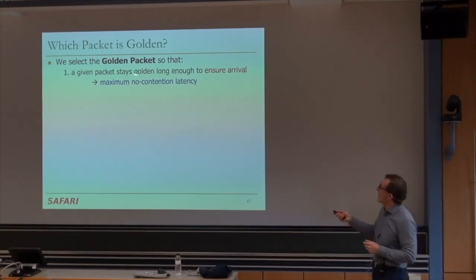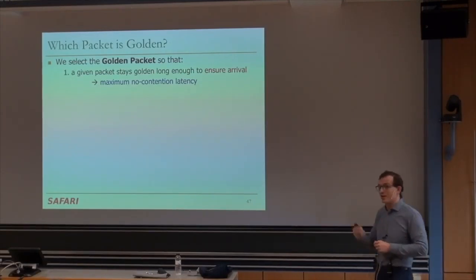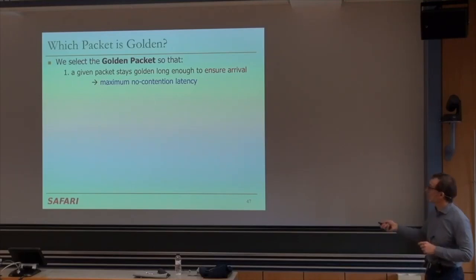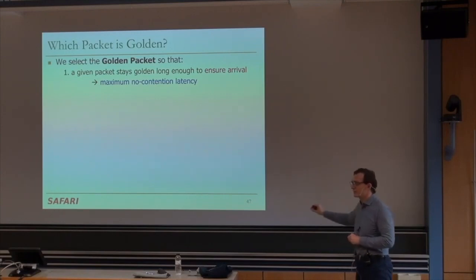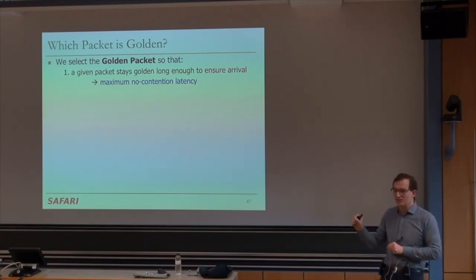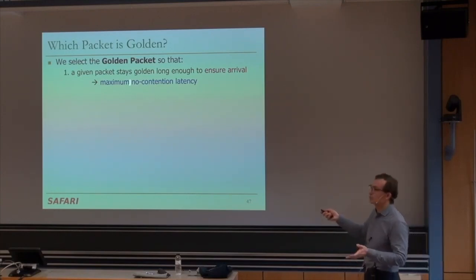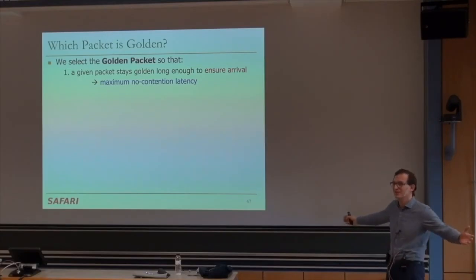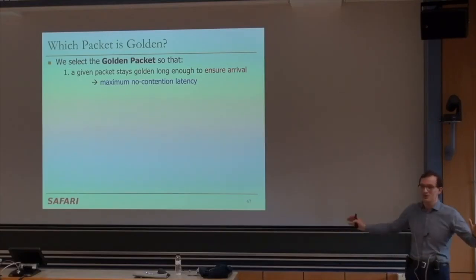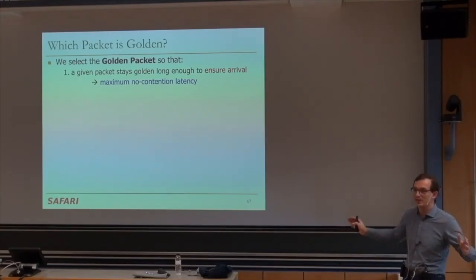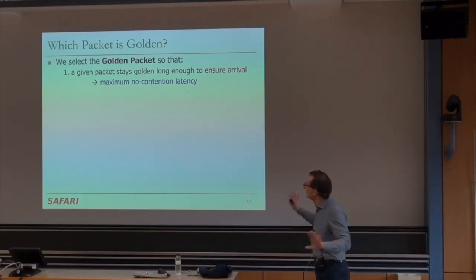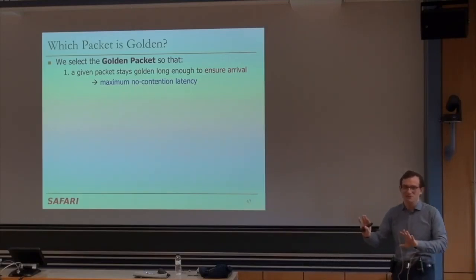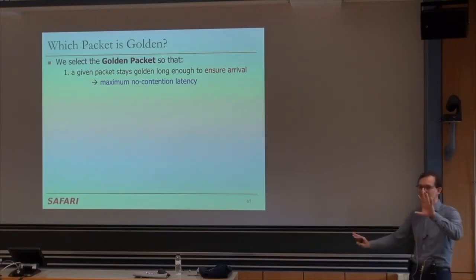Well, first of all, a given packet stays golden long enough to ensure arrival. That's the first thing. Meaning that assuming that you prioritize this flit in every single router, how long do you need to prioritize it for? And that's essentially the maximum no contention latency, right? So for that period, you need to keep a flit golden because you're guaranteeing in the routing logic that the golden flit is always going to be prioritized. That's good. And this is going to make the logic simple because you just have golden, not golden. That's the only difference.